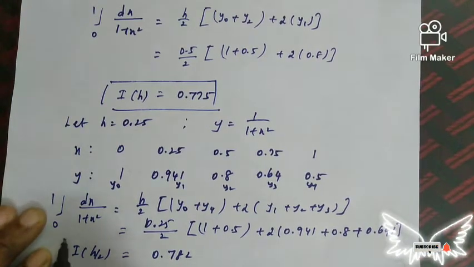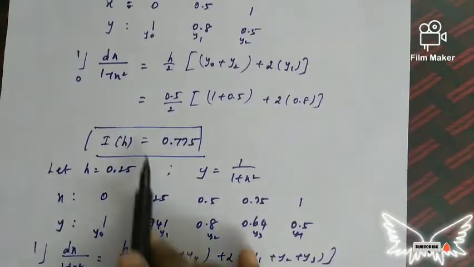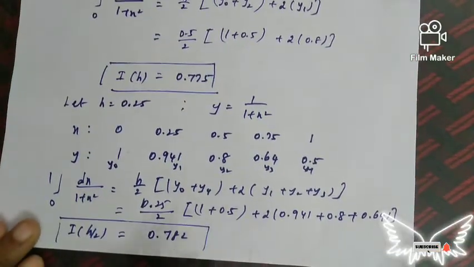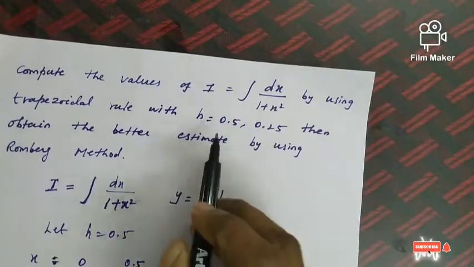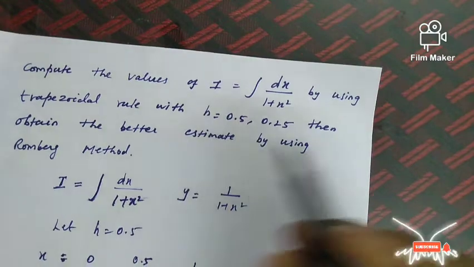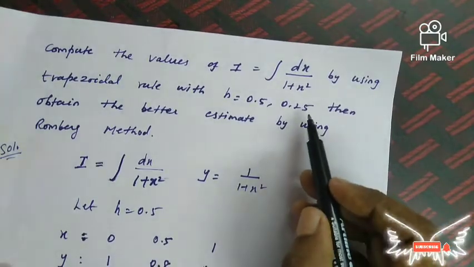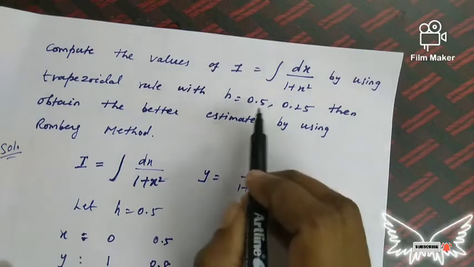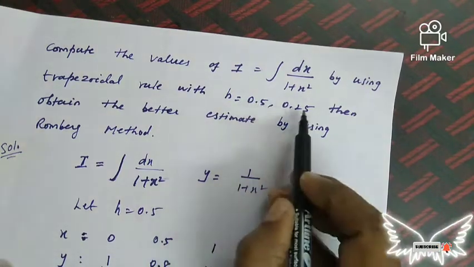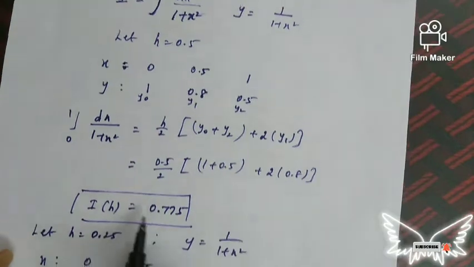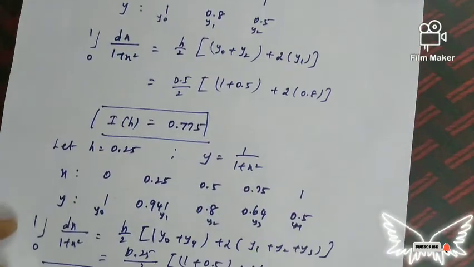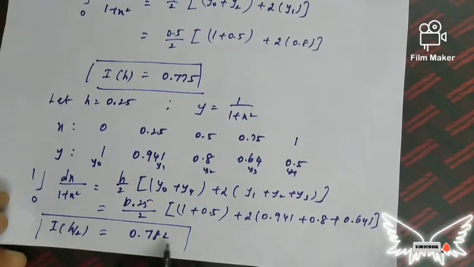This is our I of h by 2. The first value we have taken is I of h, and the next interval value is I of h by 2. I of h by 2 is 0.782. In the question only h equal to 0.5 and 0.25 are given. If one more value were given, 0.25 by 2, that is 0.125, we would have to go for the next interval, but in this question only 0.5 and 0.25 are given. So for 0.5 we got I of h as 0.775. For 0.25 we got I of h by 2 equal to 0.782.